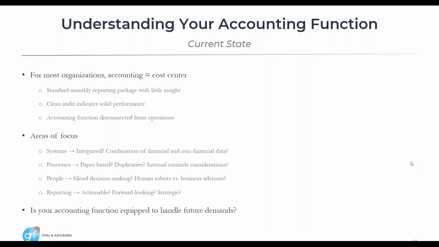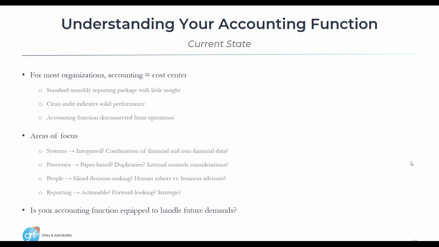The other symptom of this cost center type accounting function is that the real stamp of performance at year end is how clean your audit is. That's the judge of how well your accounting function executed throughout the year, with a clean audit indicating that everything is fine, the accounting function is doing its job, and everybody's happy.